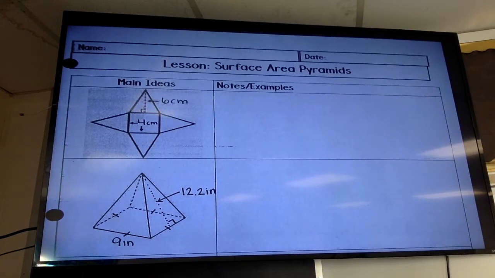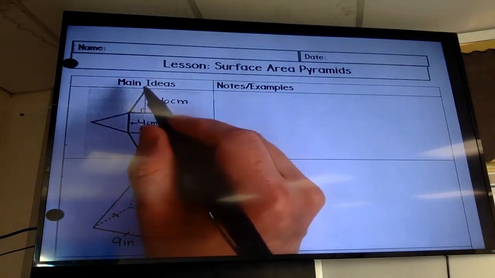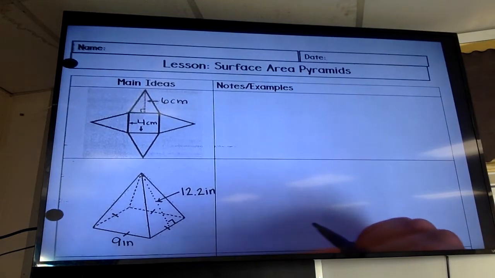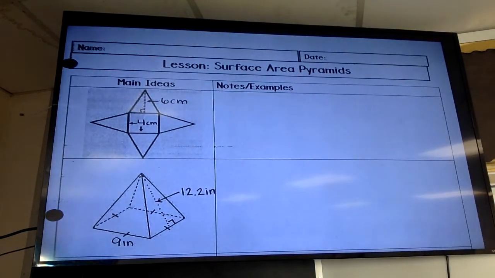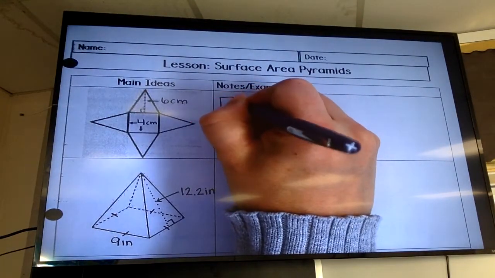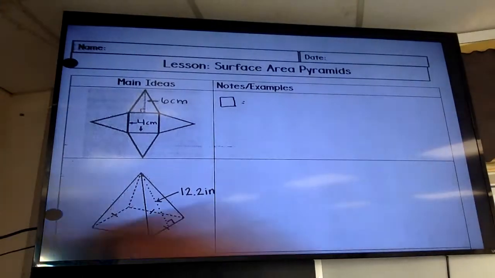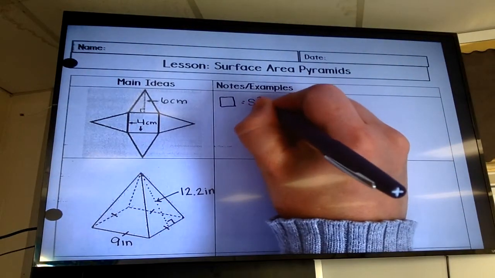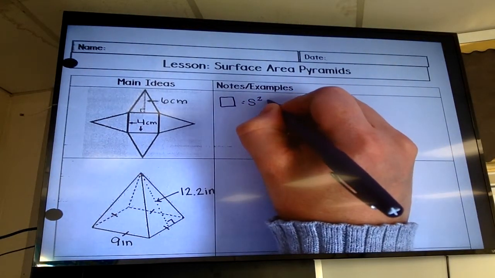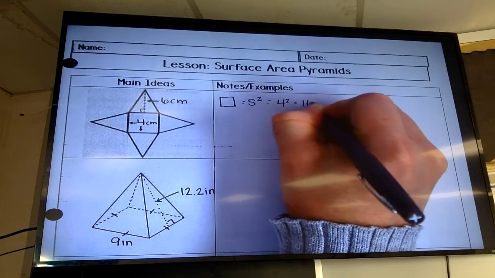If I want to cover the square pyramid, I need to find its surface area. So a square pyramid has 2 shapes. It's got the square base, and then it's got the triangular lateral faces. Those are the triangles that go up to form the point. So I'm going to start with my square base. I know the formula for a square is length times width, or you could say side squared. So I'm going to say 4 squared, which is 16.